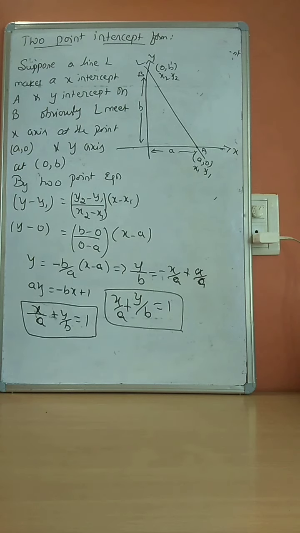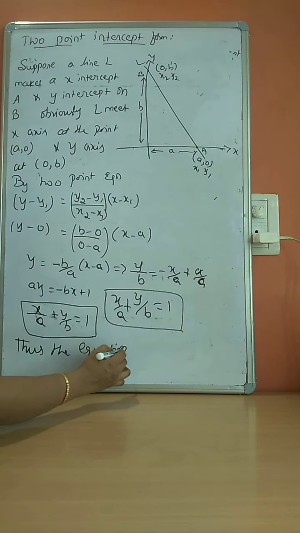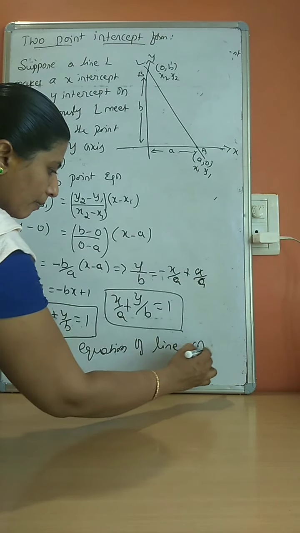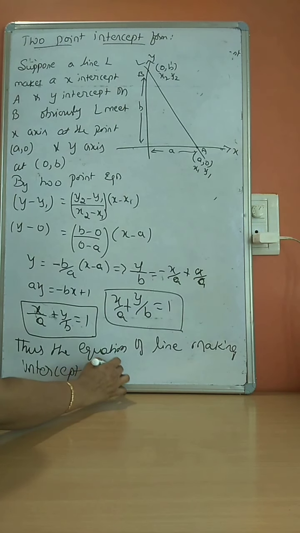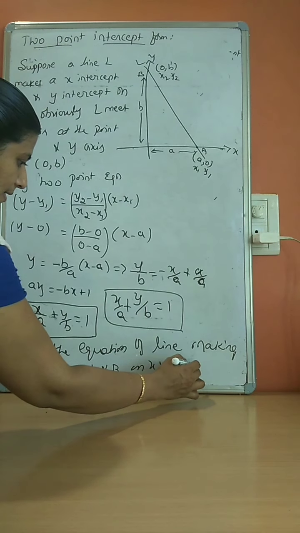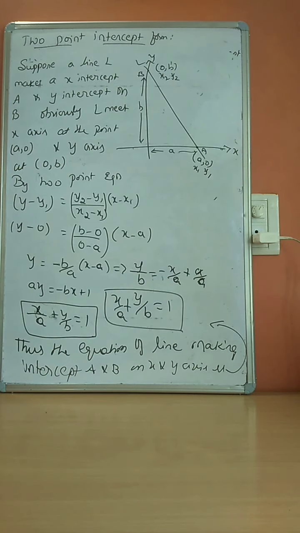Thus, the equation of the line makes the intercepts a and b on the x and y axes. One last sentence to write. Thus the equation of a line making intercepts a and b on the x and y axes is x by a plus y by b is equal to 1.